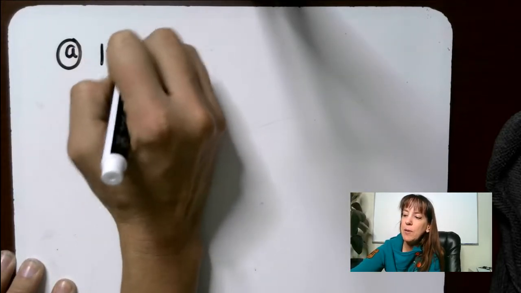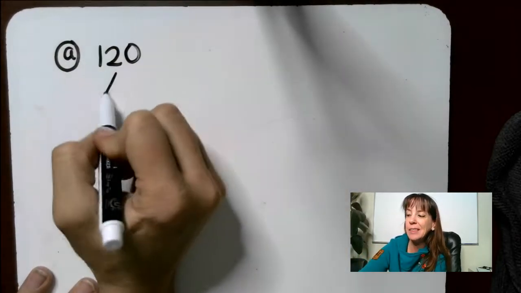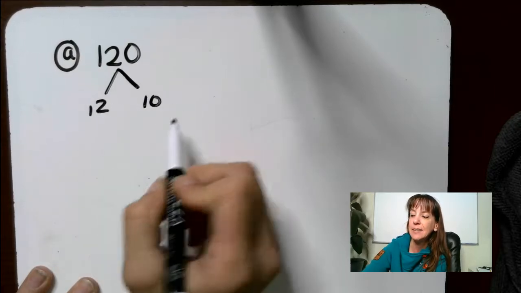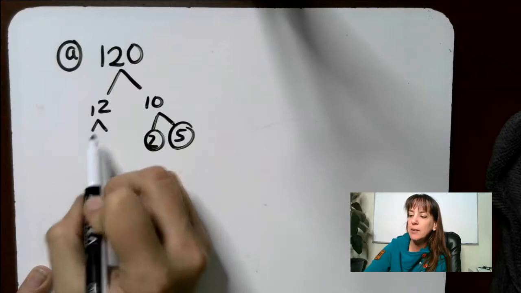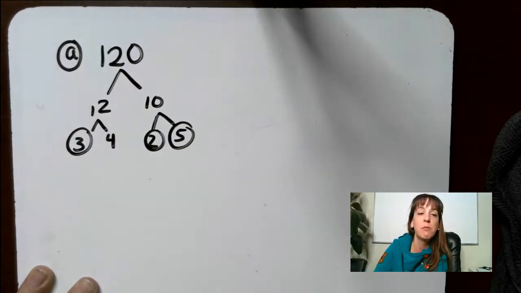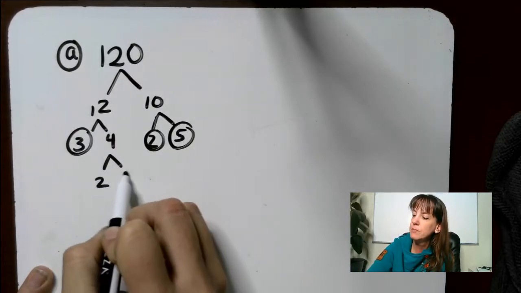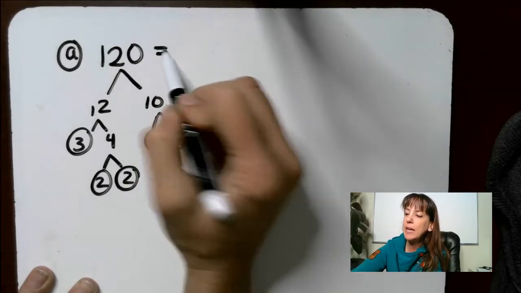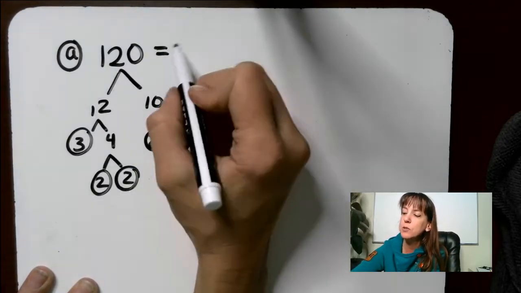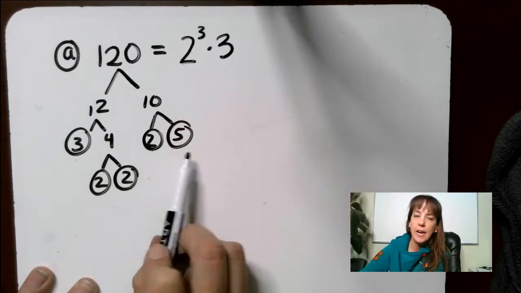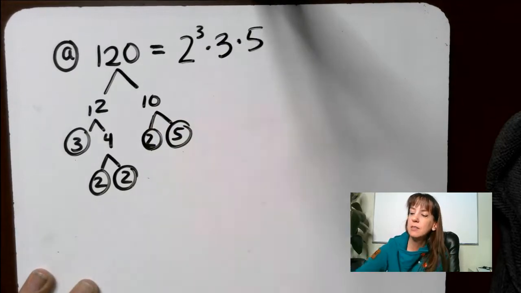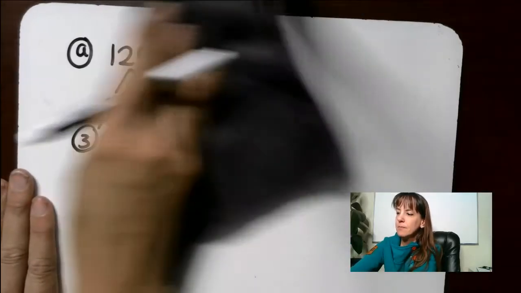All right, so for A, we get 120. Again, if it ends in a 0, I love that because it's 12 times 10. 10 can be broken down into 2 and 5. 12 can be broken down into 3 and 4. 4 is not prime, it's 2 2. All right, so 120, how many 2's do we have? 1, 2, 3 2's. So we do 2 to the third power times, we have a 3 and we have a 5. There you go, there's your answer for A.